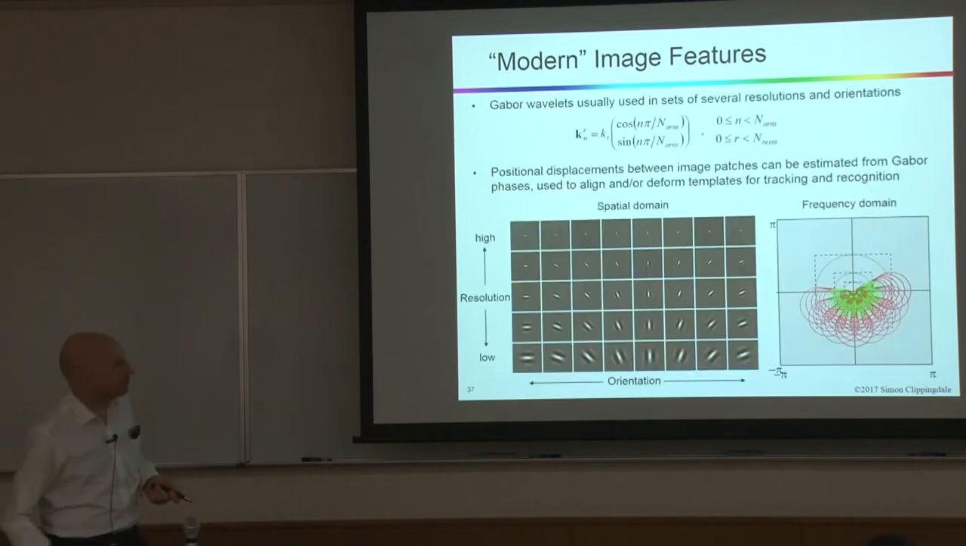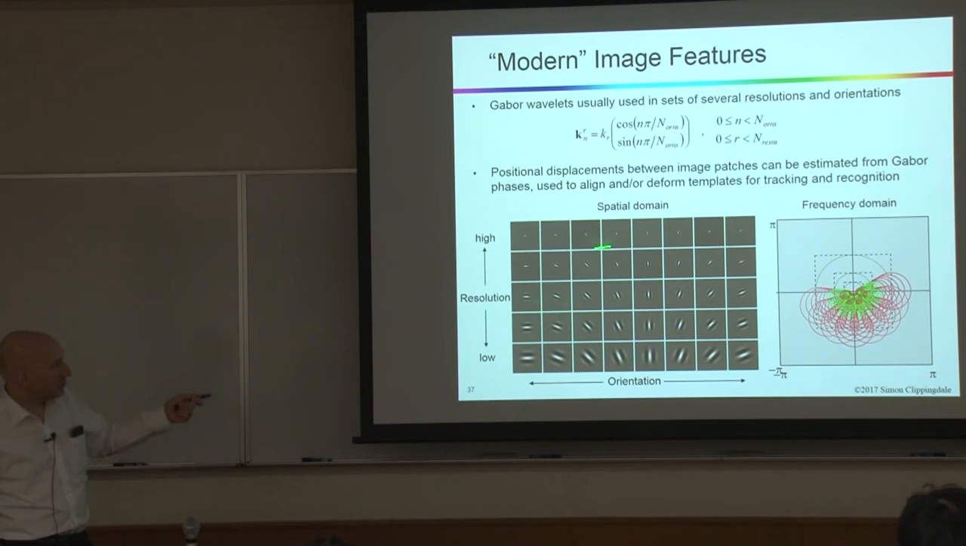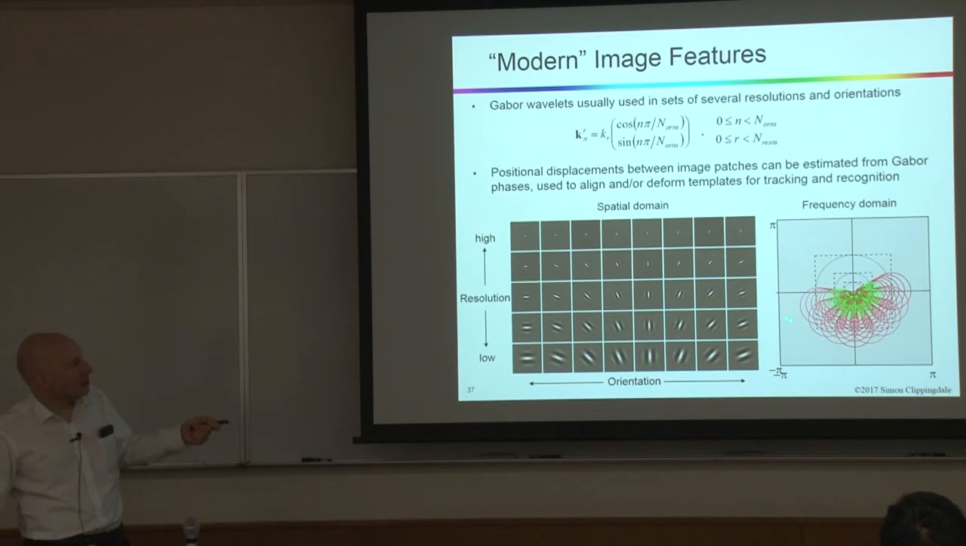Usually these are used in multiple orientations and multiple resolutions like this. So here's a filter bank. These filters are the real part of the complex exponential. For each of these cosine filters with a peak in the middle, there's a sine filter as well, which goes through zero in the middle. If you look at the frequency domain, the Fourier transform version of these spatial filters, you end up with something like this, where the smallest filters in the spatial domain are the biggest filters in the frequency domain, and vice versa.